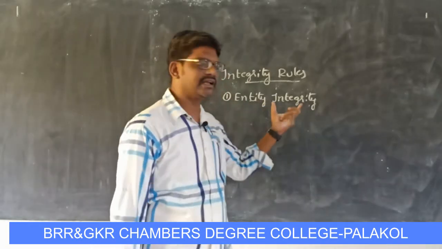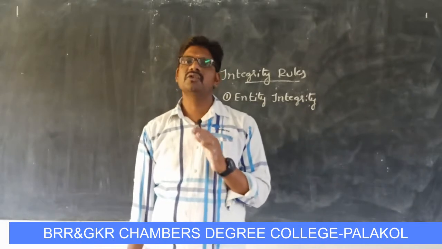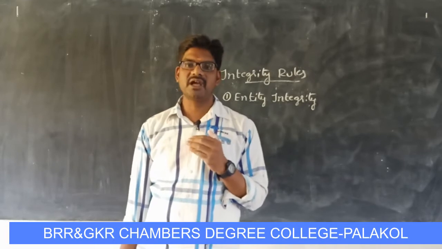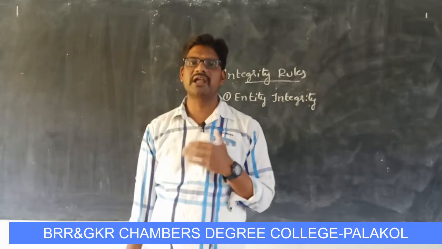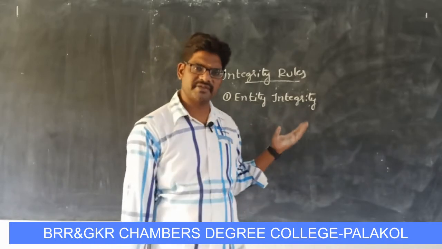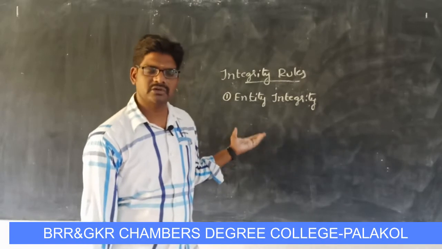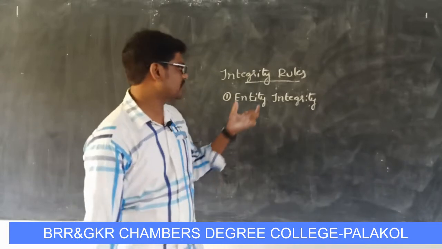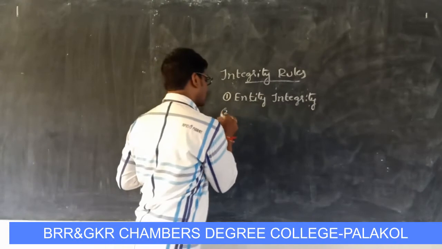What does entity integrity mean? We have to maintain the primary key in a proper way. The primary key does not accept the null values. So the primary key of the table cannot be null and it does not allow duplications. For example, SID. In the previous example, we took SID as a primary key. So it does not allow duplications and it does not allow null values. That is called entity integrity. Okay, and the next one is null integrity.